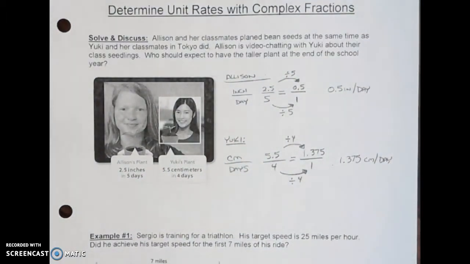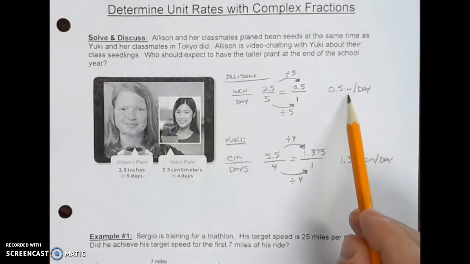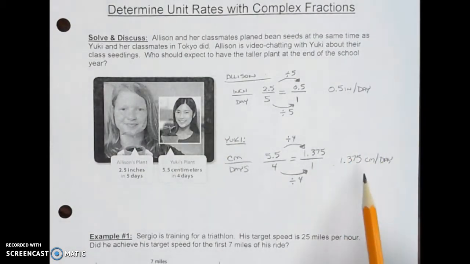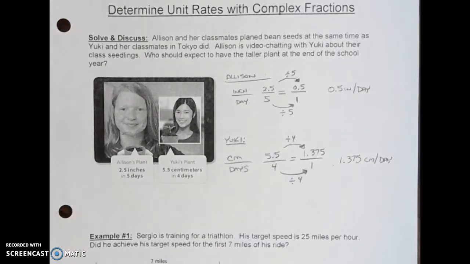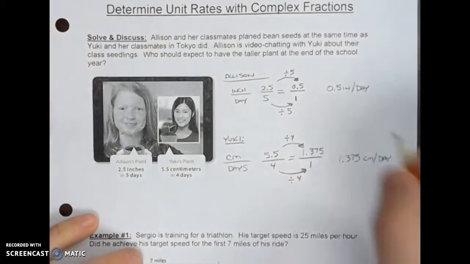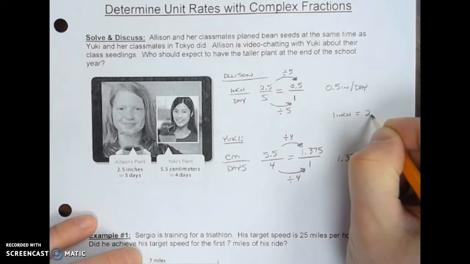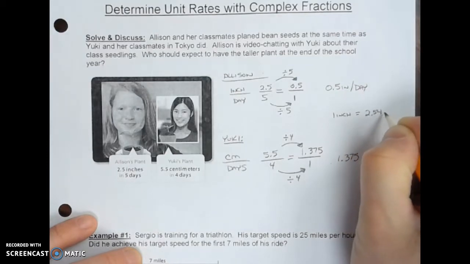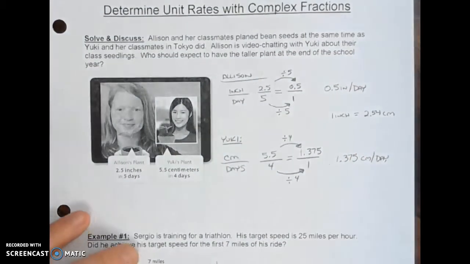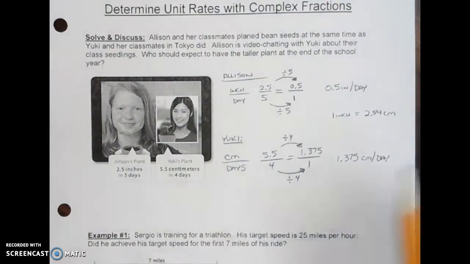Okay, so I have their unit rates, but I still can't make a comparison yet because they're measuring in different units. For Allison, she's measuring in inches per day. Yuki's measuring in centimeters per day. I need to know what the relationship is between inches and centimeters. And fortunately, I know that 1 inch is equal to 2.54 centimeters. 1 inch is 2.54 centimeters.